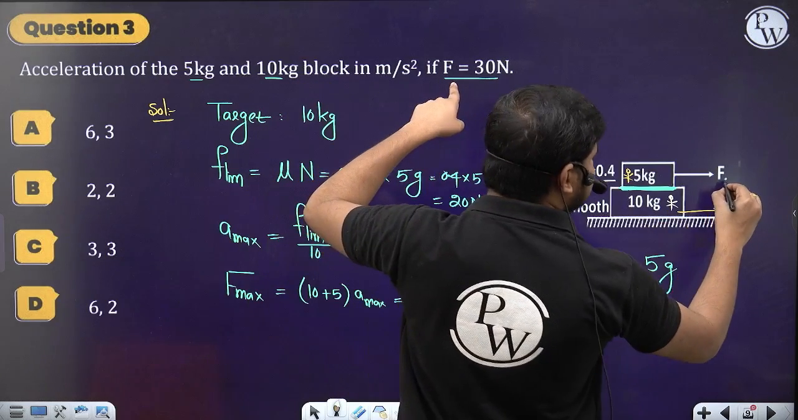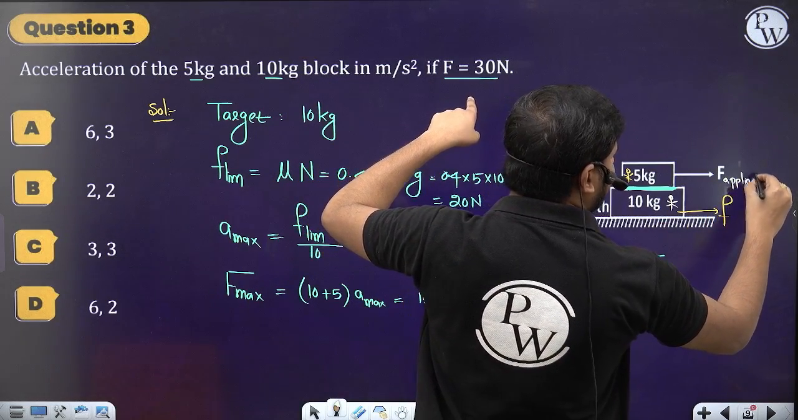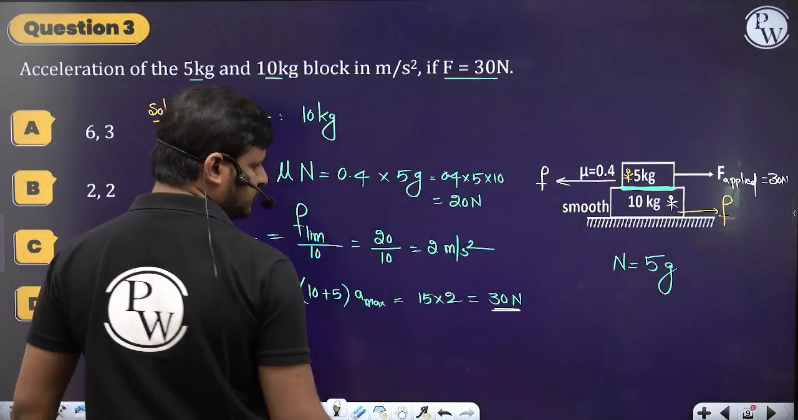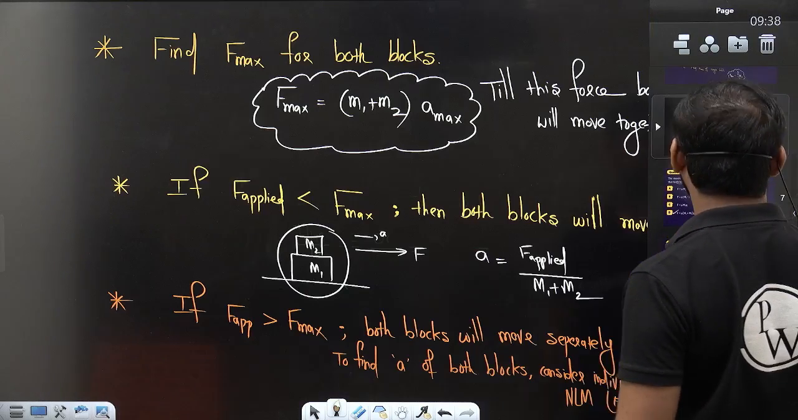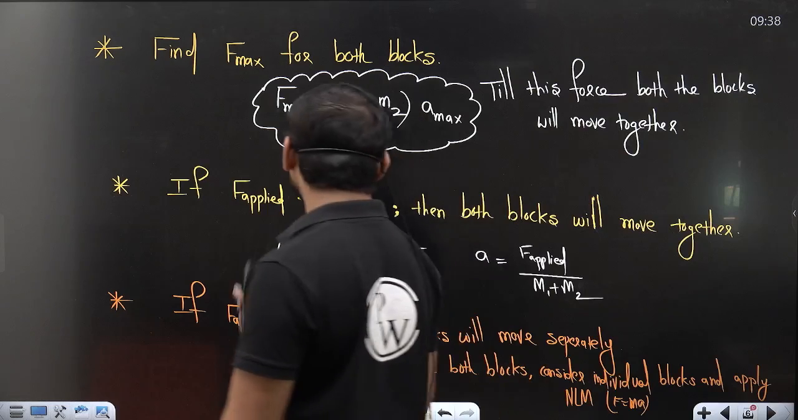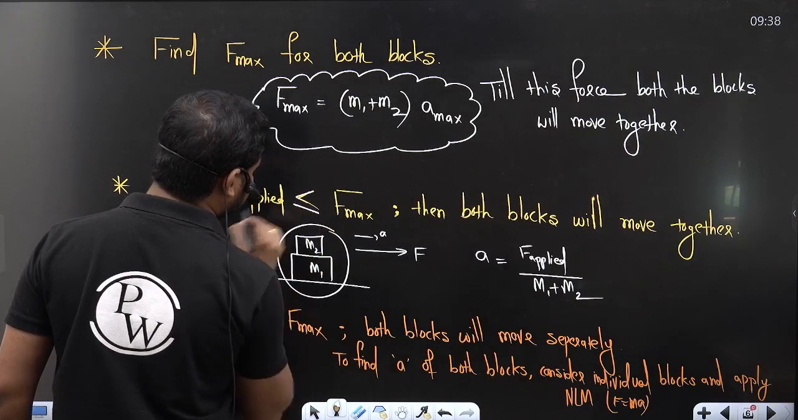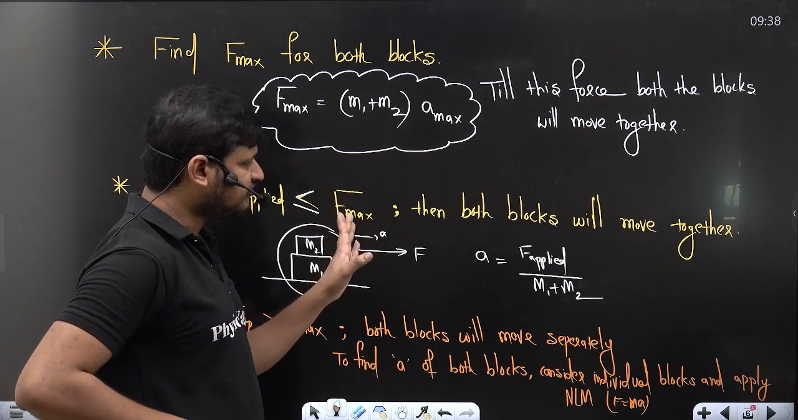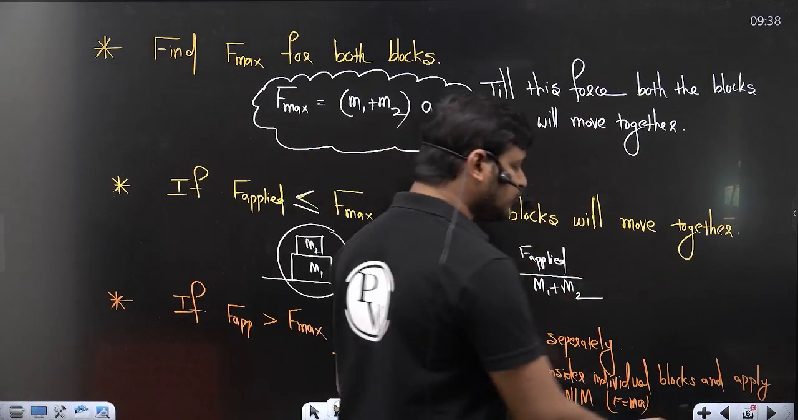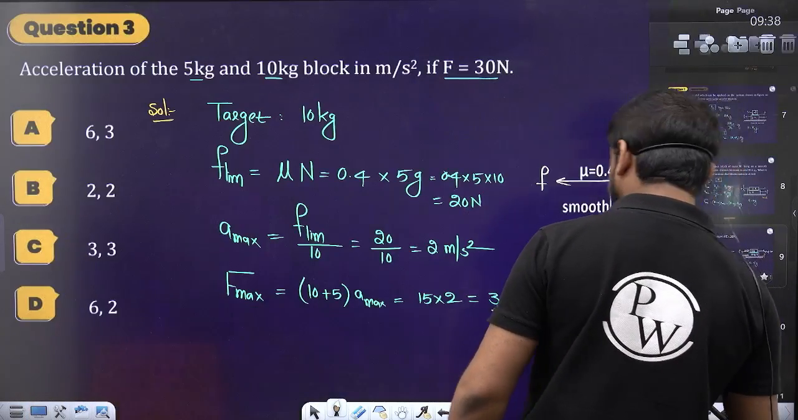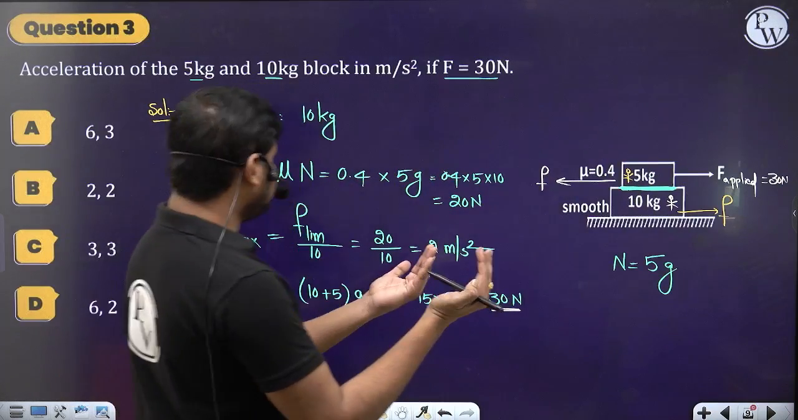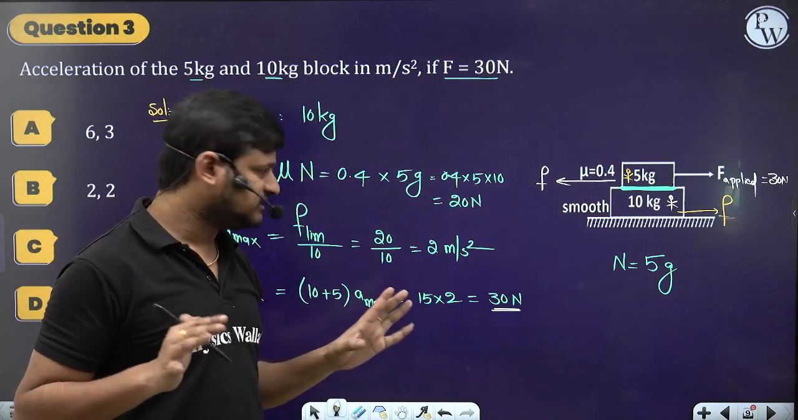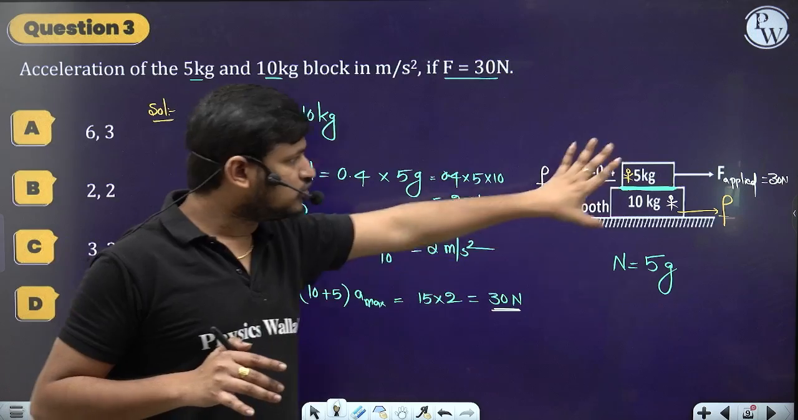And what is the F applied? See here, the F applied is going to be 30 newtons. So see the step here: if F applied is less than or equal to F max, then both the blocks will move together. Try to understand this particular situation. Up to 30 newtons of force, both the blocks will move together.